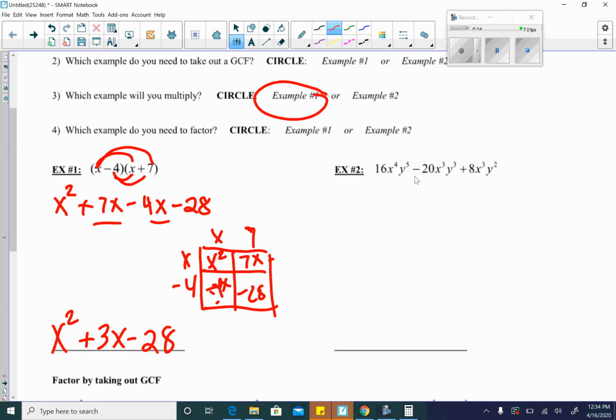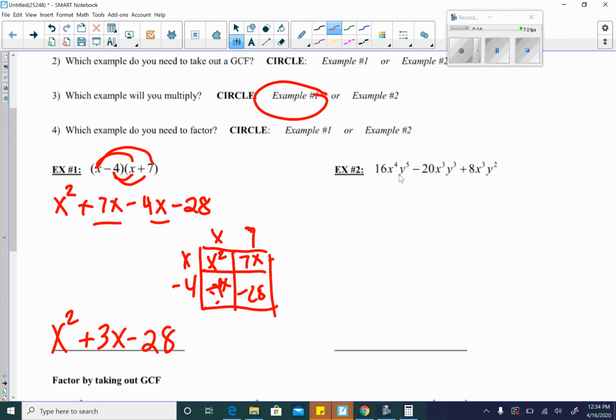Okay, let's come here. Whoa, there's a lot going on here. I need to find a GCF. There's definitely a GCF here. Now, some of you might say, oh, it's the smallest number, right? In this column, it's 8. But 20 doesn't divide by 8, guys. So we need to find a number that all 3 of these can be divided by.